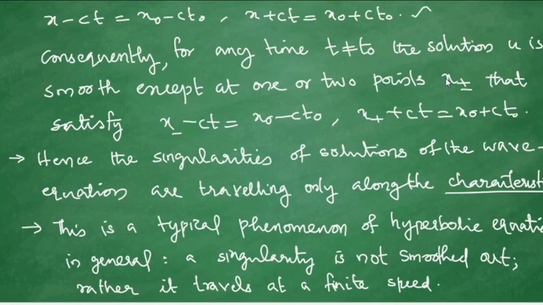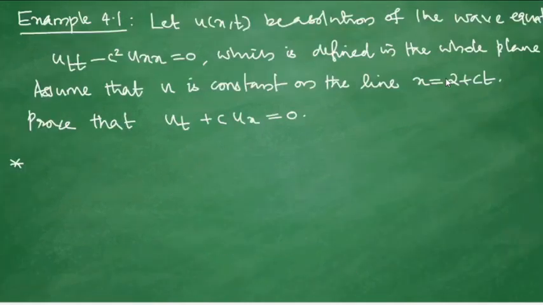Okay, so now let's move to one problem. Let u of x, t be a solution of the wave equation u_tt minus c squared u_xx equal to 0, which is defined in the whole plane. Assume that u is a constant on the line x equal to 2 plus ct. Prove that u_t plus c u_x equal to 0. So we have to show that u_t plus c u_x equal to 0 after finding the solution u.